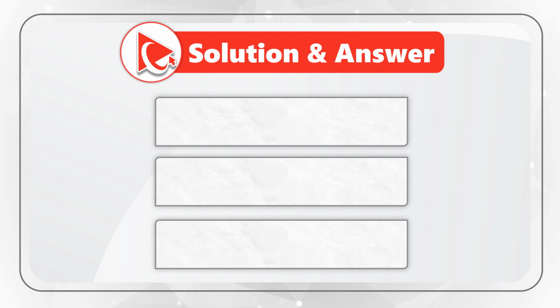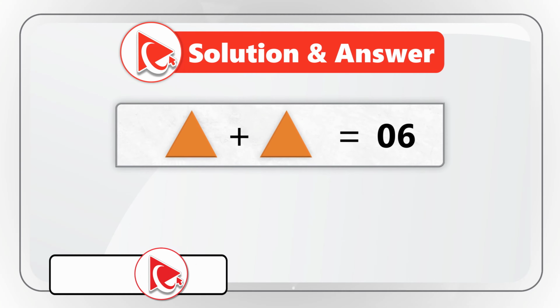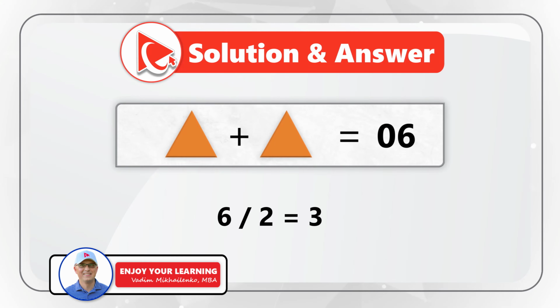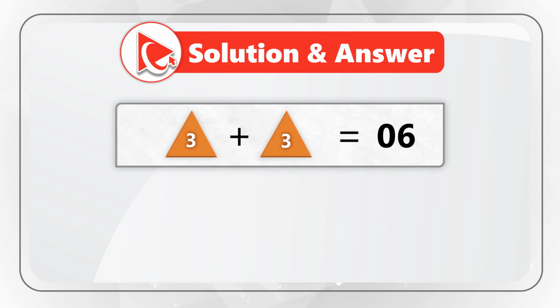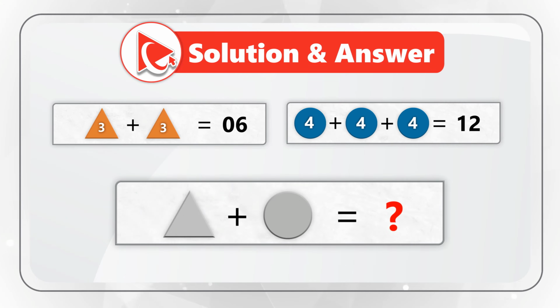I mentioned abstract reasoning concepts because you need to associate each shape with a number. For example, in the first expression, we have one triangle plus a second triangle equals 6. Both triangles are the same, which means that one triangle's number can be calculated and associated with the number 3. We can do similar math with the circles. 3 circles equal 12, which means that one circle would be equal to 4. So triangle equals 3, circle equals 4, and triangle plus circle would be equal to 7.